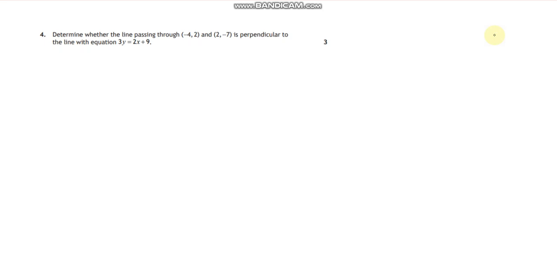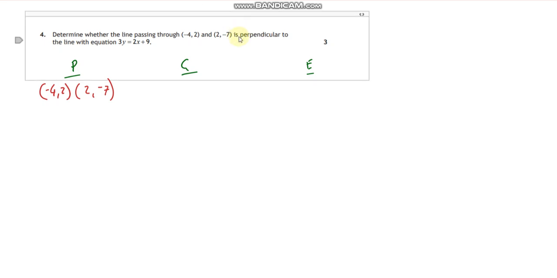So determine whether the line passing through these points is perpendicular to that line. Okay, well, the minute I see this, P, G, E, every time you see this, P, G, this is slightly different wording to what we're used to, but let's have a think. So we've got 2 points. So I've got -4, 2, and I've got 2, -7, and I'm trying to decide if the line passing through those 2 points is perpendicular to the other line. So let's just draw that out.